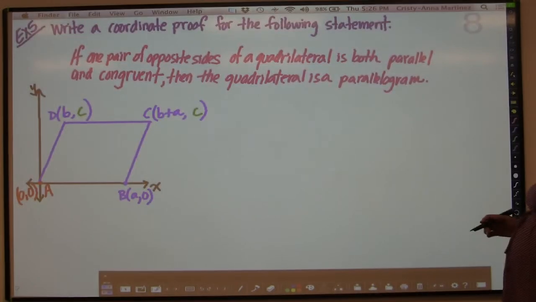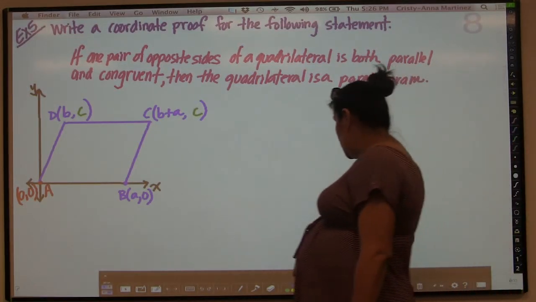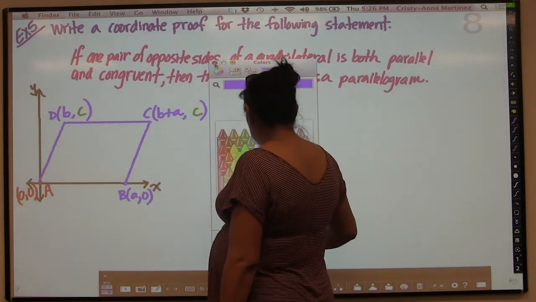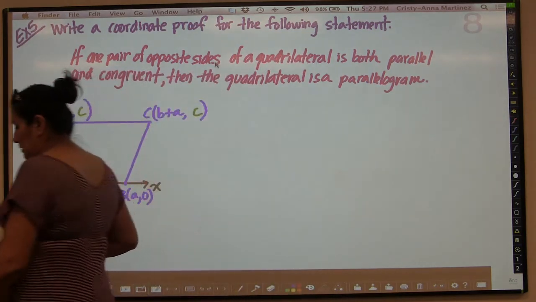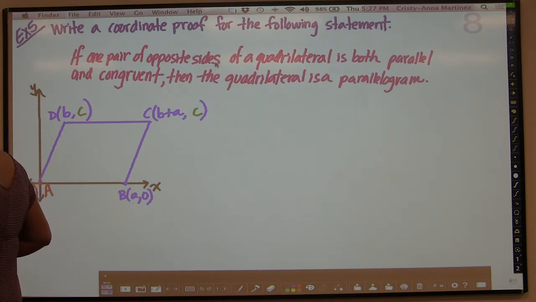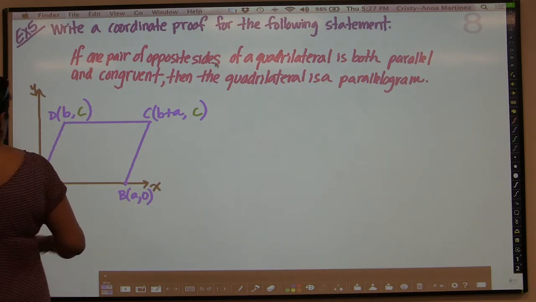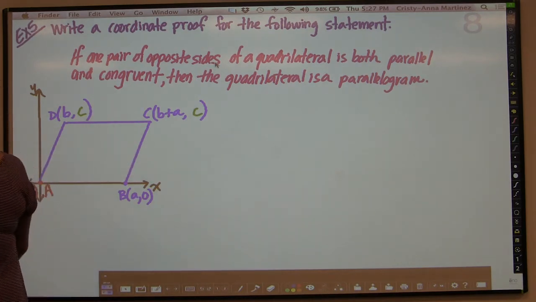All right, so our last example is a proof. And I know how much you love those. But luckily this time our proof is actually going to be a coordinate proof, and so it shouldn't be as complicated. The hardest part is probably explaining to you how I set up my diagram here, and I did do it ahead of time, but I want to kind of walk you through it. So it says write a coordinate proof for the following statement. If one pair of opposite sides of a quadrilateral is both parallel and congruent, then the quadrilateral is a parallelogram.